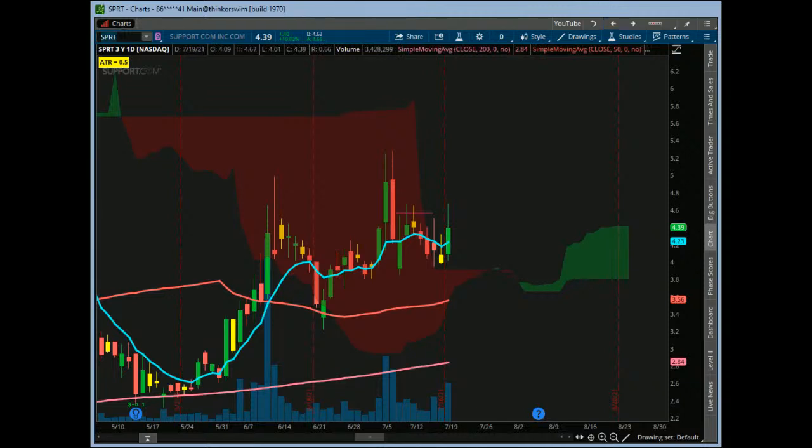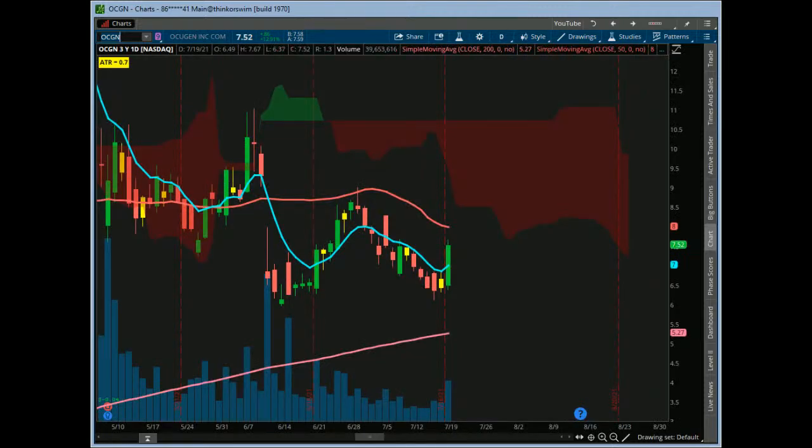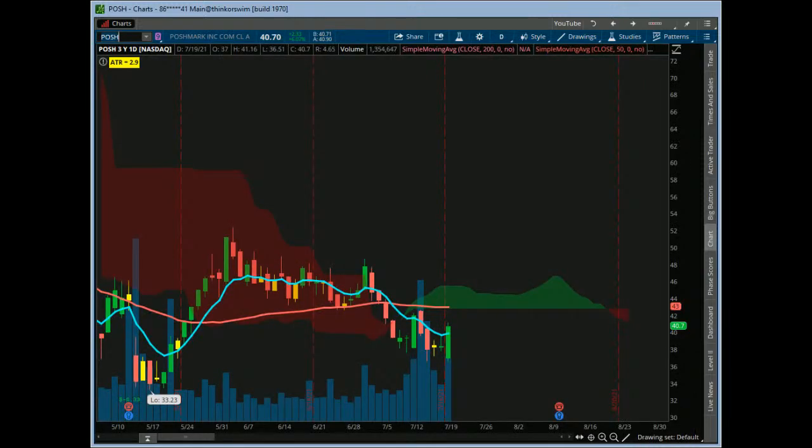Let's see if we can stay above today's highs. And then OCGN, let's take a look. OCGN with a nice push here above the 80 MA. It's got a little bit of room to get to the 50-day moving average. And then Posh, nice bullish engulfing candle on that one. See if we can break to the upside here.